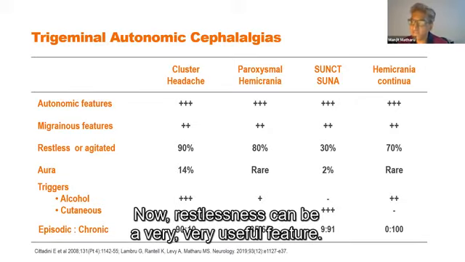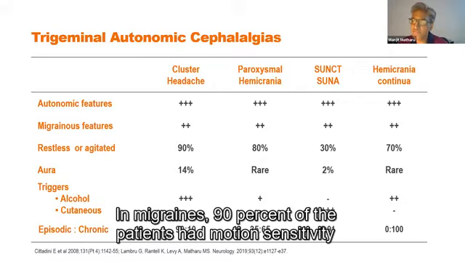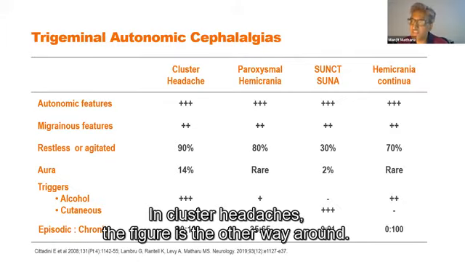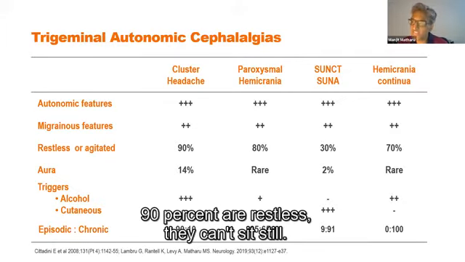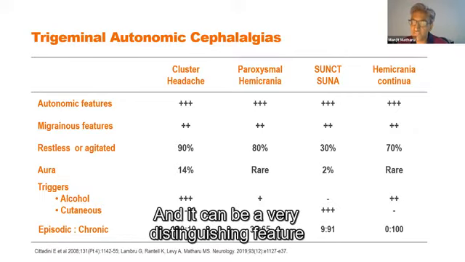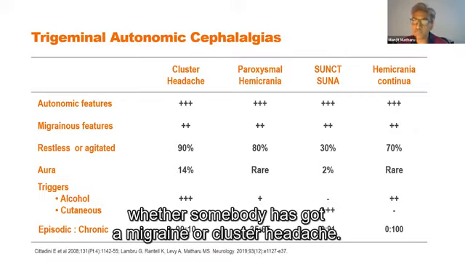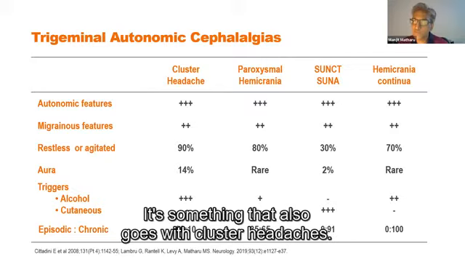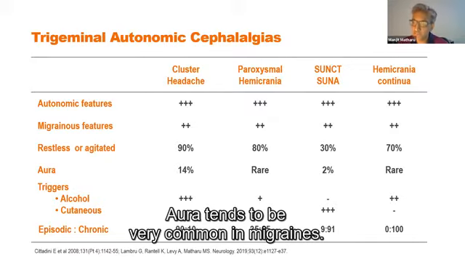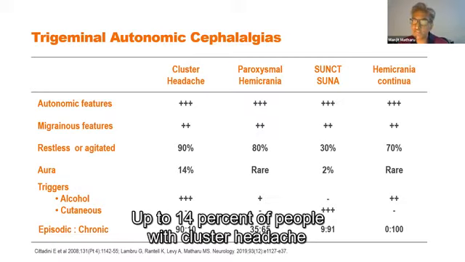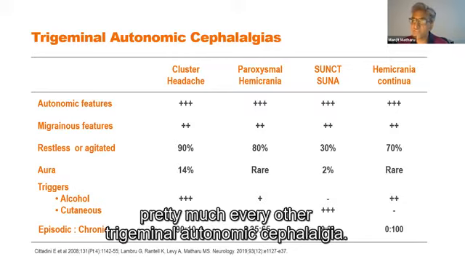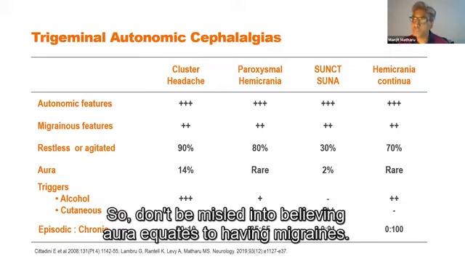Now, restlessness can be a very, very useful feature. In migraine, 90% of the patients have motion sensitivity and they want to lie down. In cluster headache, the figure is the other way around. 90% are restless, they can't sit still. And it can be a very distinguishing feature when it comes to determining whether somebody has got migraine or cluster headache. The other thing to appreciate is that aura also goes with cluster headache. While aura tends to be very common in migraine, up to 14% of people with cluster headache will get a typical migrainous aura, and aura has been described with pretty much every other trigeminal autonomic cephalalgia. So don't be misled into believing that aura equates to having migraine.